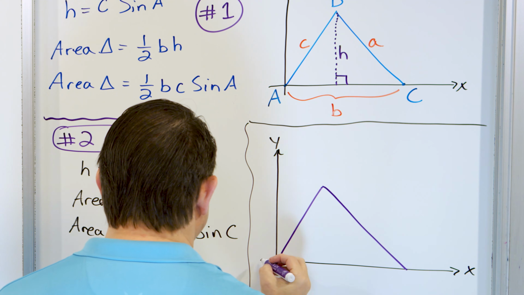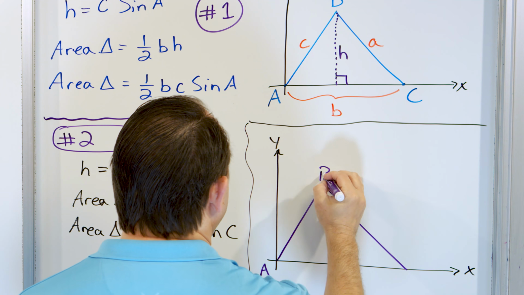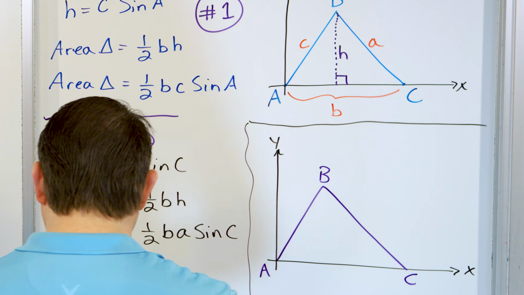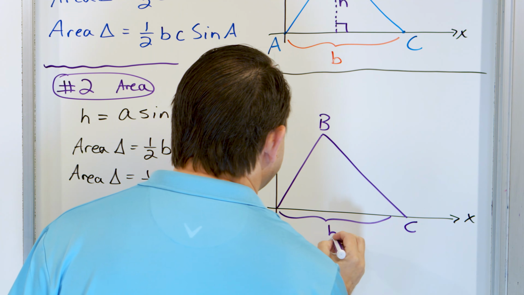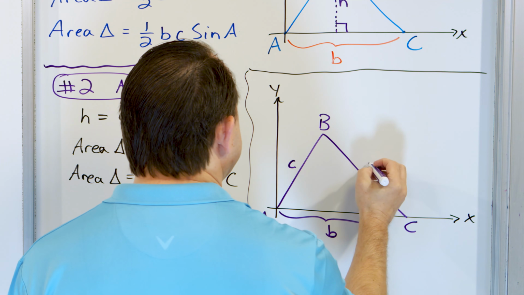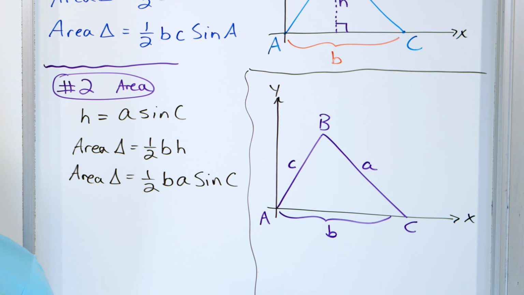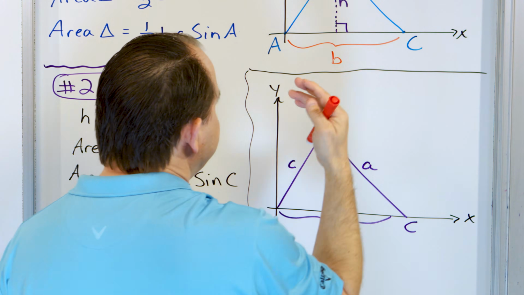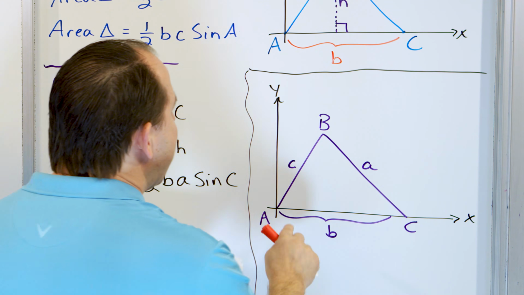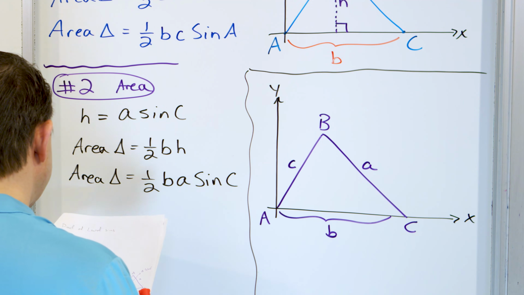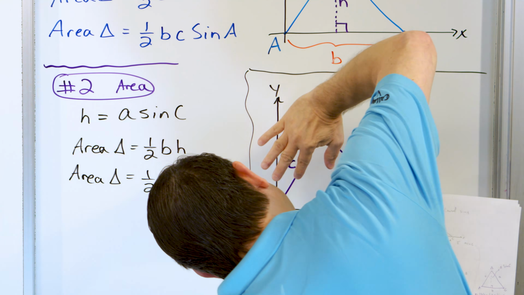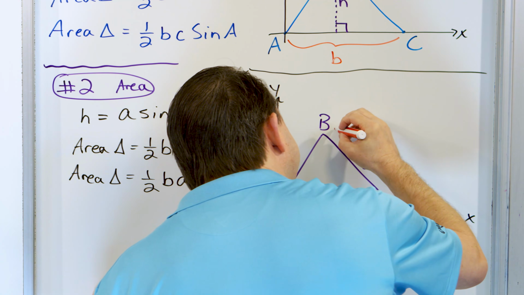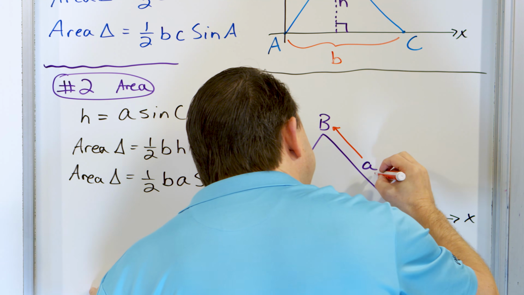All right, then we have, this is angle A, this is angle B, this is angle C, and then this is side B, and this is side C, and this is side A. Now, what we did before is we wanted to find 1/2 times base times height, right? And we used this as the base. But actually, now in this case, we're going to turn our head sideways, and we're going to say this is the base of the triangle.